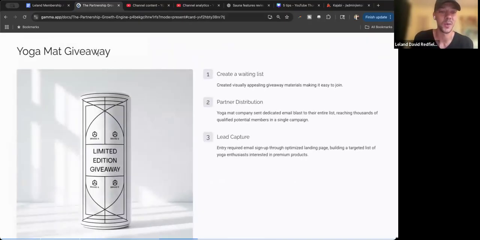So when we did our yoga mat giveaway, how did we do it? We created a waiting list. It's visually appealing. We had a picture of the mat that we were going to give away, and we said, you want to win this free yoga mat? Enter your email. That was it.